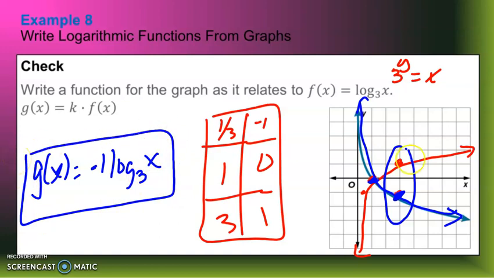So all you do is pick a point that you know the coordinates of, and you just compare this point with this point. And you can see the only difference is one's a positive 1, one's a negative 1. The x values stay the same. So that means there's a reflection, so the reflection would be times negative 1. So that is our lesson of 8-1 on logarithmic functions.